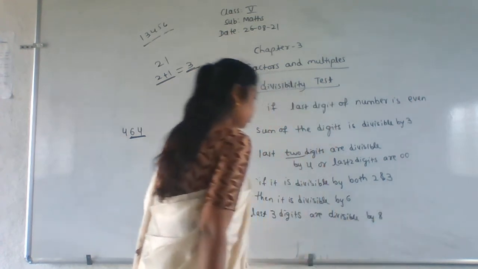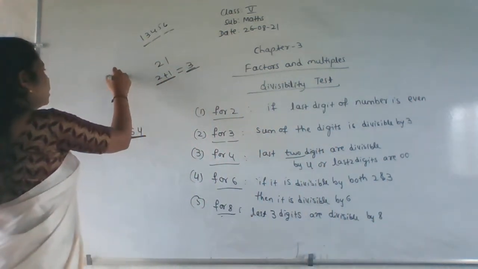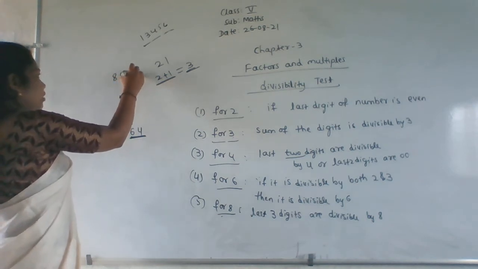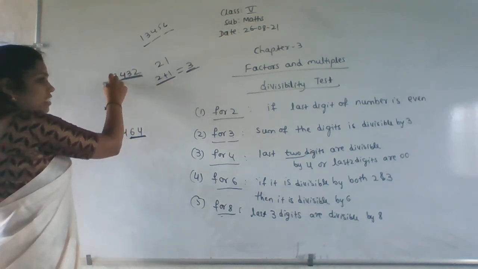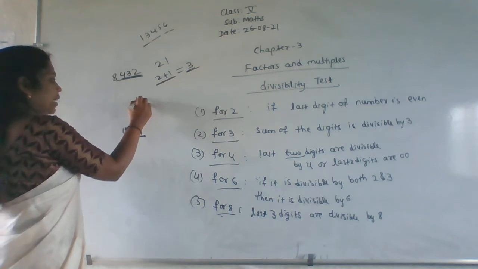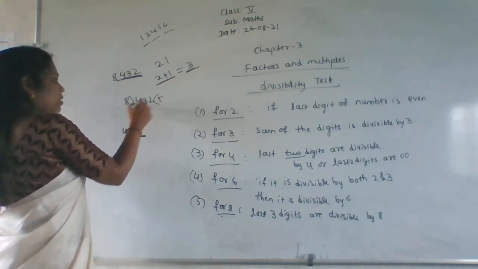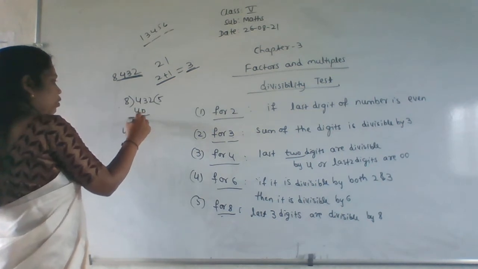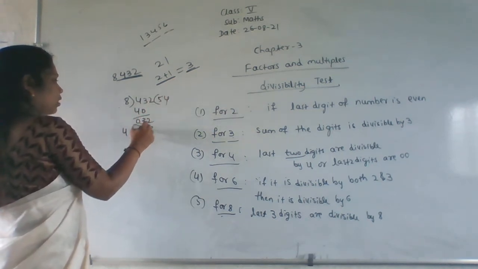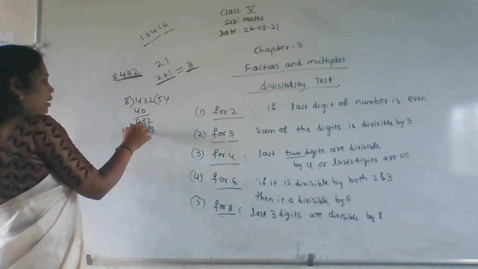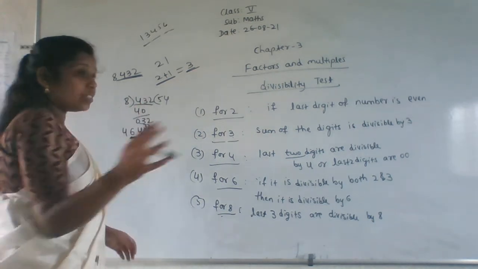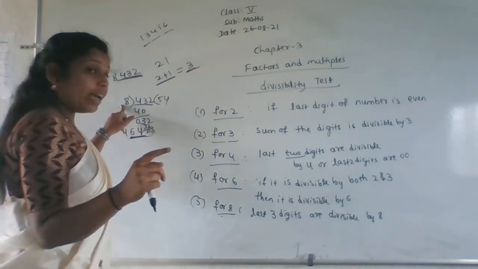Divisible by 8. See here, in 8432, the last 3 digits are 432. So check whether it is divisible by 8. 8 5s are 40, here 3 is left, 0. Next, 8 4s are 32. Right? So it is divisible. So the last 3 digits here are divisible by 8.